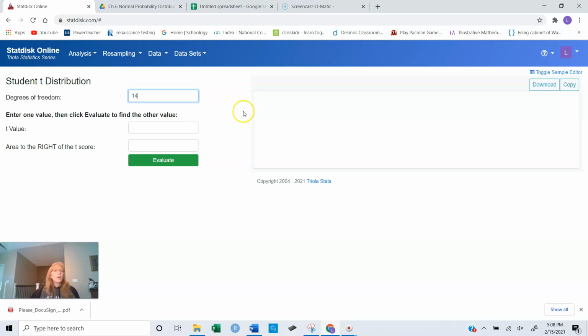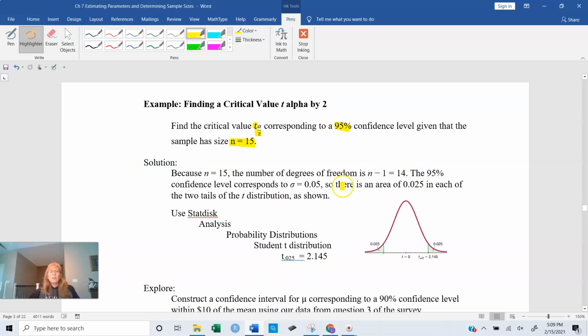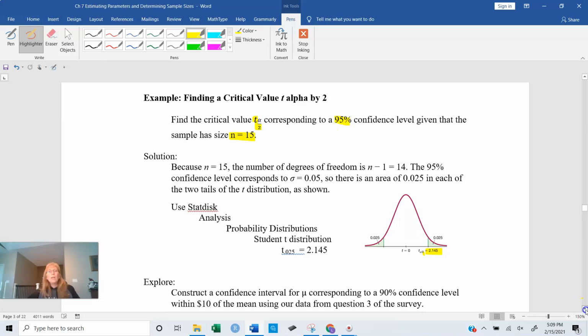The t-value is what we're looking for. We want to find the value to the right of the t-score, so we plug in 0.025 and hit evaluate. We get our t-value of 2.144789. Going back to our notes, we have 2.144 rounded. Remember, this t-value is the same on both sides, because it works just like our normal distribution. Nothing is different, other than here we are finding an interval for the mean.